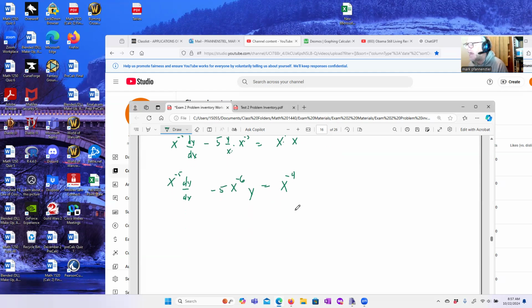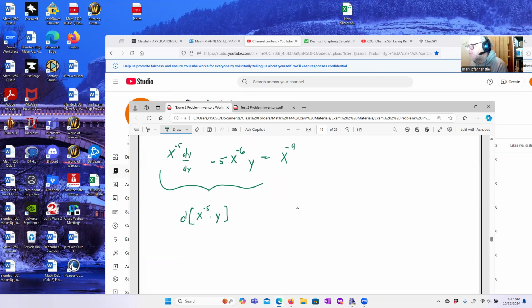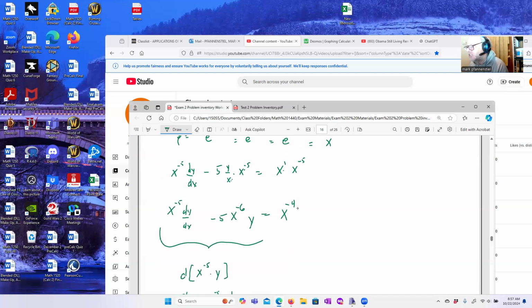Now, I like to double check to make sure, is this actually a derivative? We're going to say that this is the derivative of x to the negative 5 times y. If I wanted to take the product rule here, it would be the derivative of the first, that would be negative 5 x to the negative 6 times y, plus the first, x to the negative 5, times the derivative of the second, just to make sure. Do I have a dy/dx sitting here?